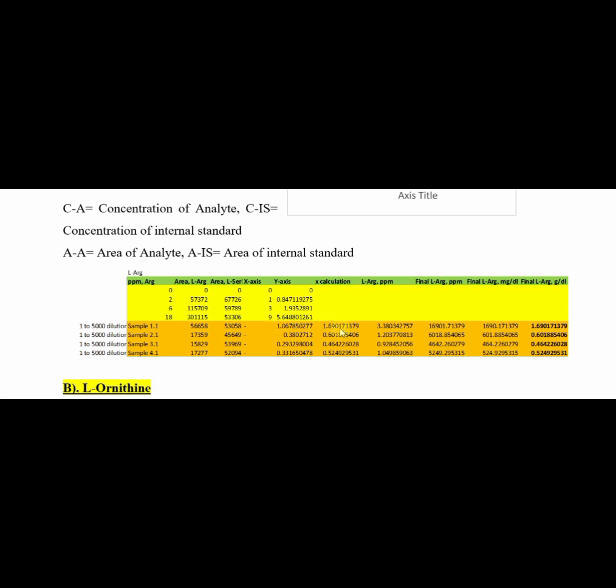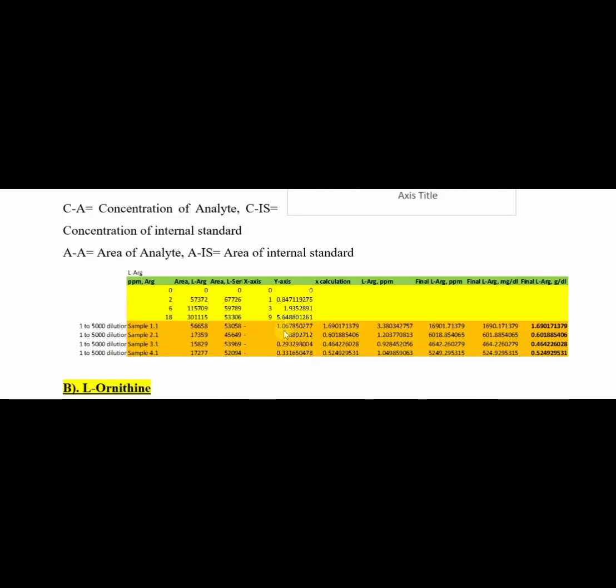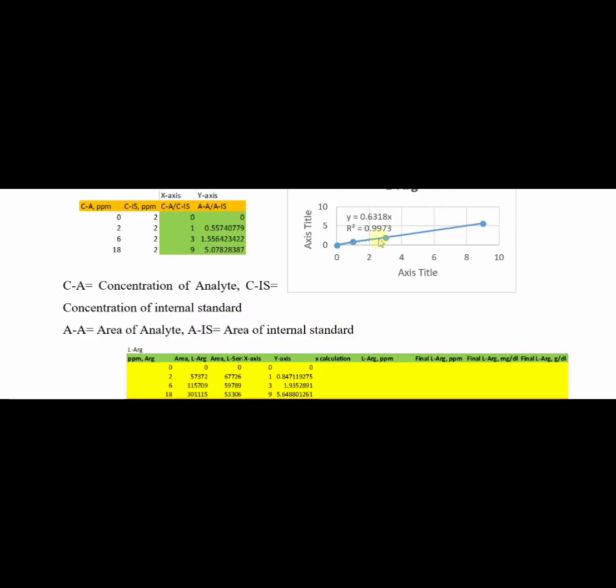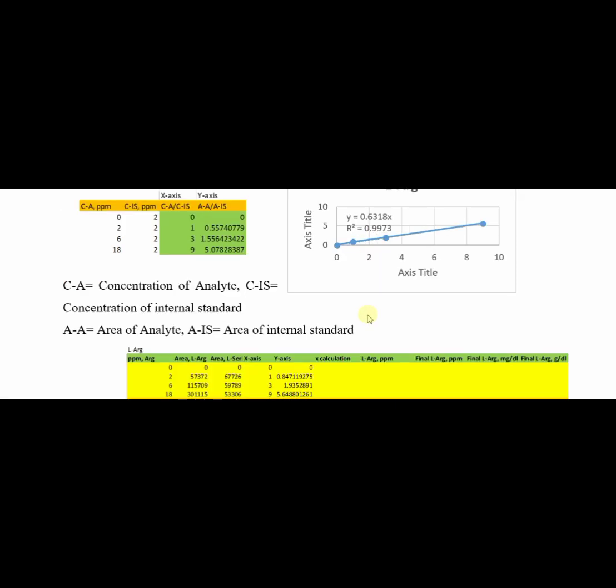And for calculation, for x calculation, these values, like 1.067850.277, was divided by the slope of L-arginine, 0.6318. So it comes to 1.690171379.